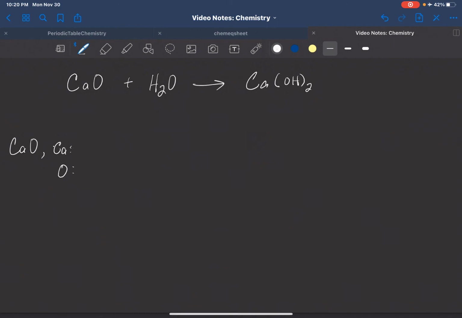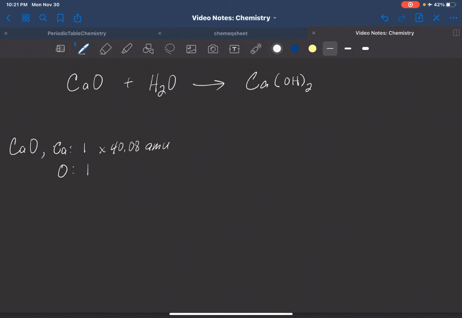So there's one of each of those, 40.08 AMU. In this reaction, it's already balanced. You don't have to do anything else. The coefficients just stay 1. So this is just one of those times where it stays 1. But don't let it freak you out.